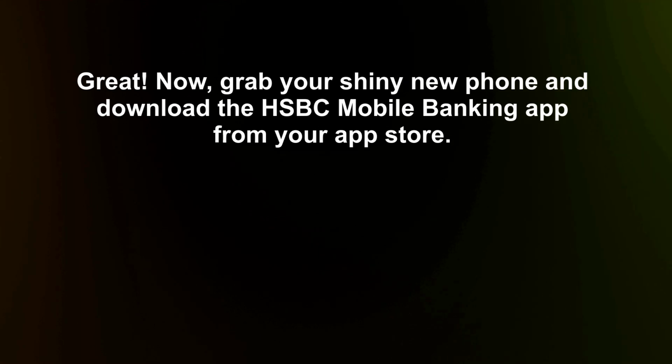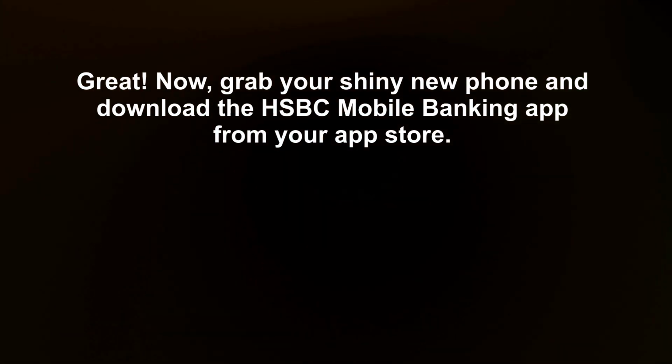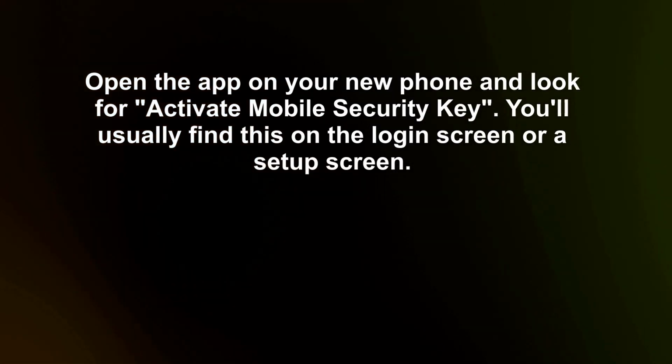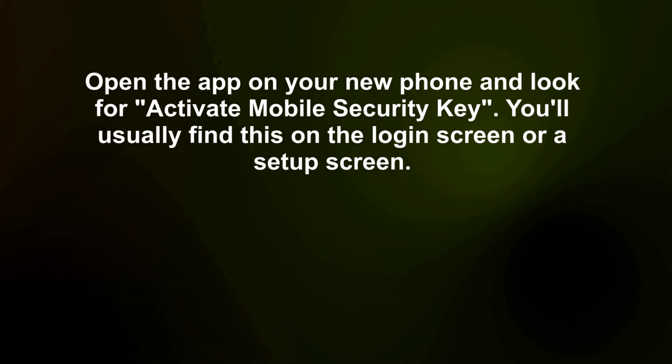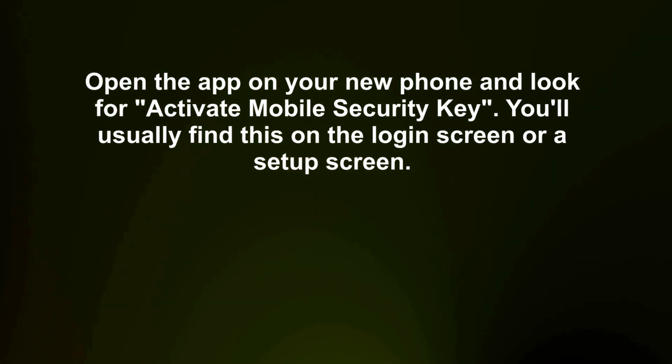Great. Now, grab your shiny new phone and download the HSBC mobile banking app from your app store. Open the app on your new phone and look for Activate Mobile Security Key. You'll usually find this on the login screen or a setup screen.